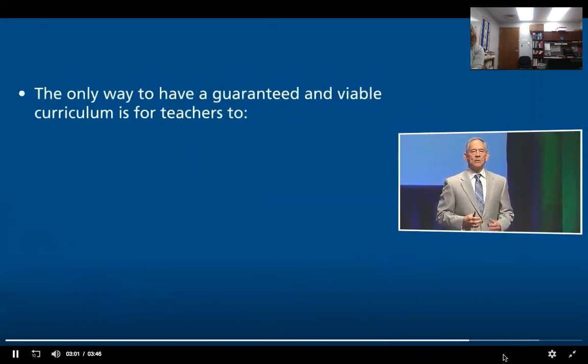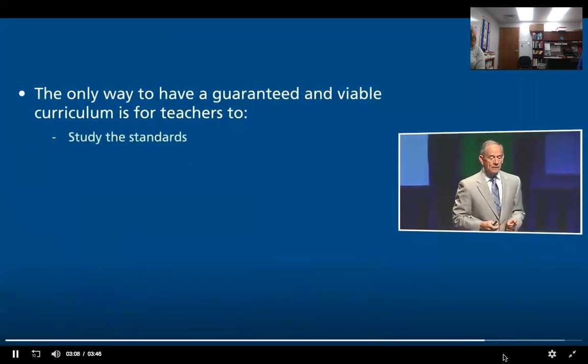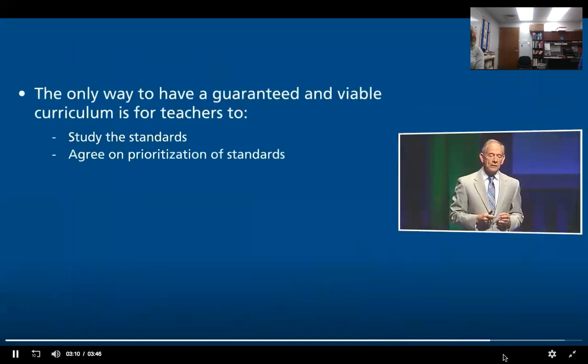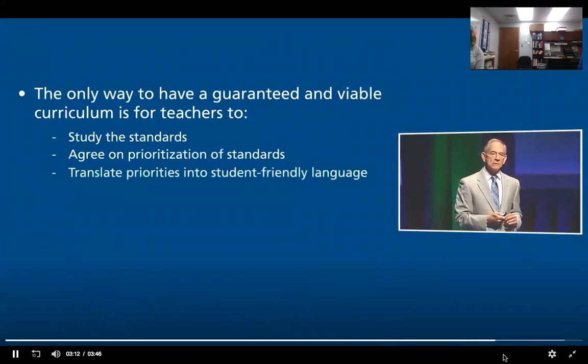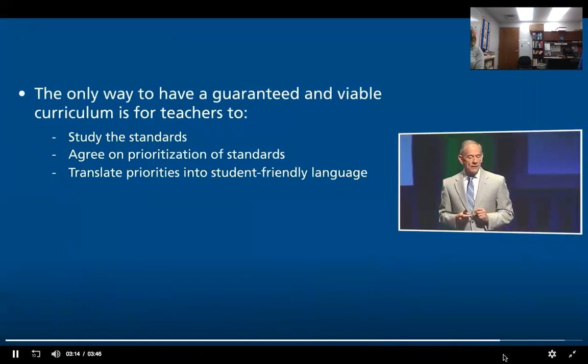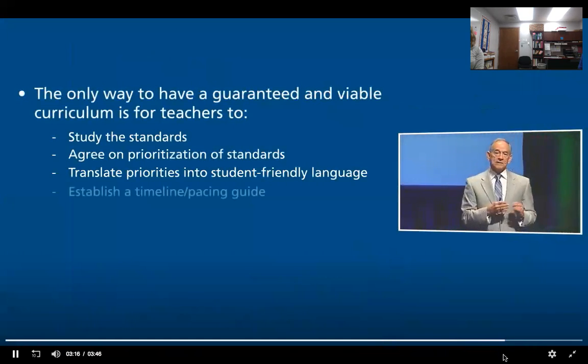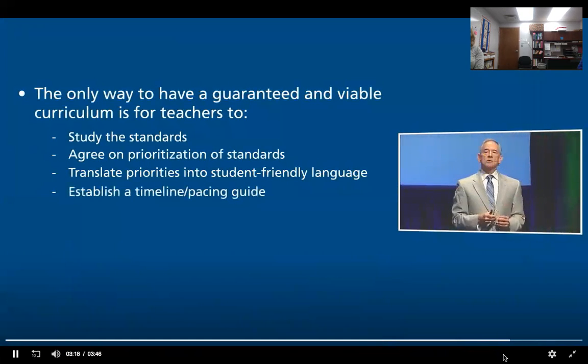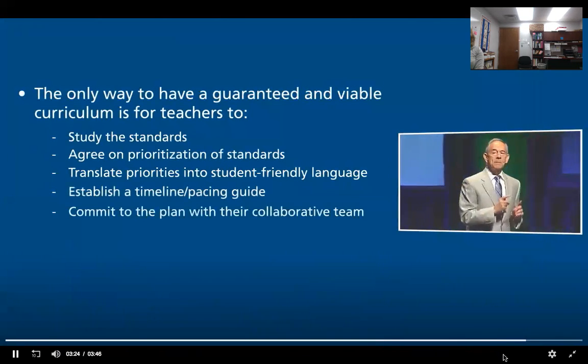And in that book, he clarifies that the only way you can have a guaranteed curriculum is when the teachers who are called upon to implement the curriculum come together and they study it, they agree on priorities within the curriculum, they translate those priorities into student-friendly language, they establish a timeline for when they're going to teach the different skills in this unit. Here's how long we're going to teach. Here are the 2 skills we're going to teach. And they commit to one another.